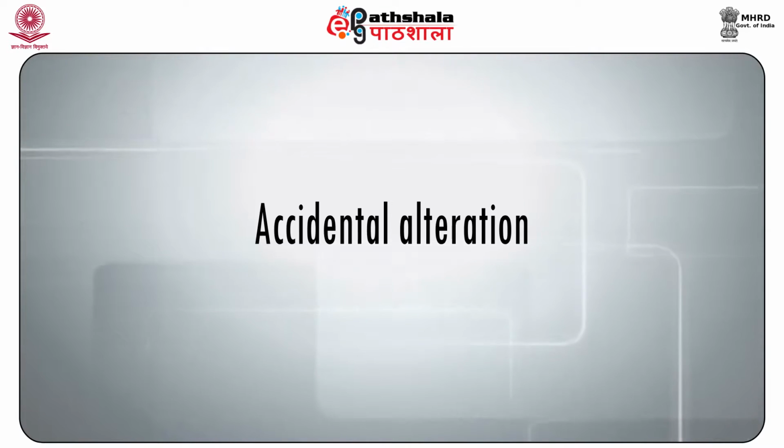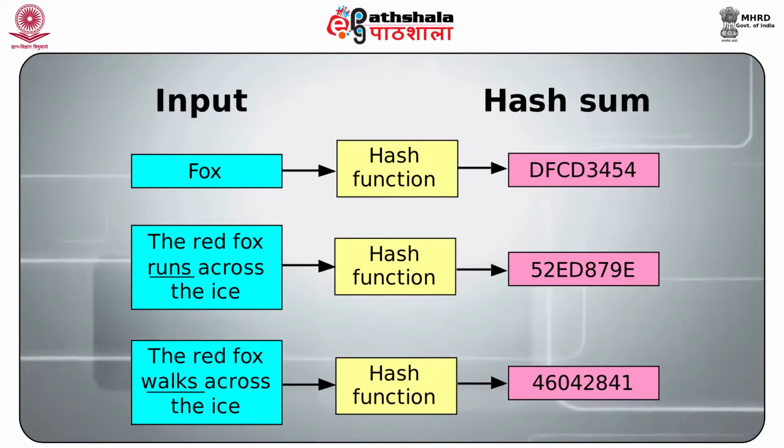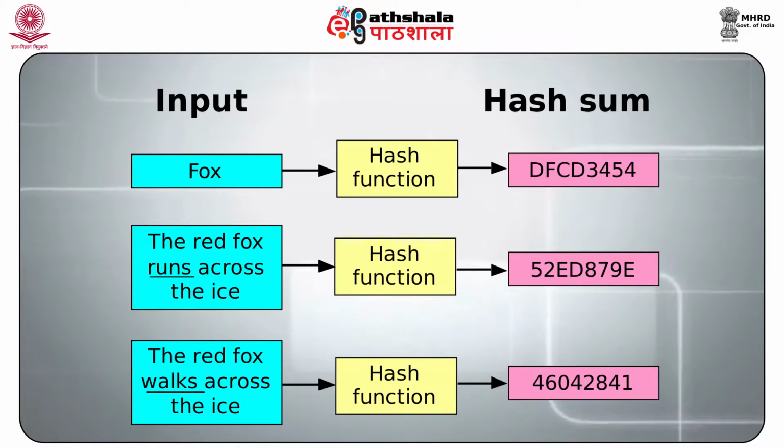First is accidental alteration. Some files are changed accidentally during the investigation process. Any change in a storage device changes the hash value of the entire drive. Any change in hash value indicates the device did lose its integrity and it cannot be produced before court.